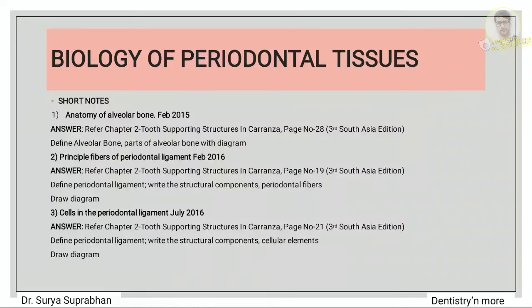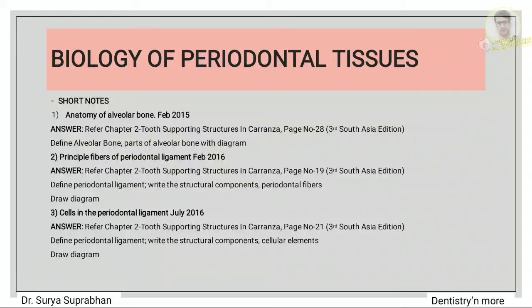Now coming to short notes, first question, anatomy of alveolar bone. For this, refer chapter 2, tooth supporting structure in Carranza, page 28. Under this question you have to write, first define the alveolar bone and write the parts of the alveolar bone with the diagram. Next question, principal fibers of periodontal ligament. In this you have to mention about the 6 principal fibers of the periodontal ligament. Before that, do mention about what is periodontal ligament and then the structural components, and then describe in detail about the periodontal fibers, and please do draw the diagrams.